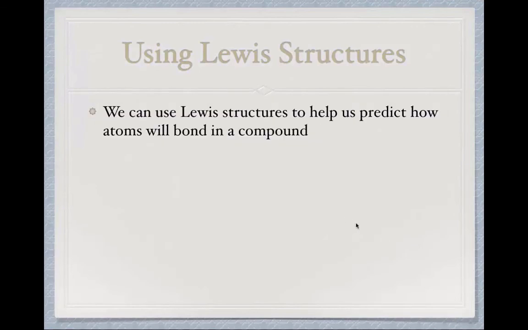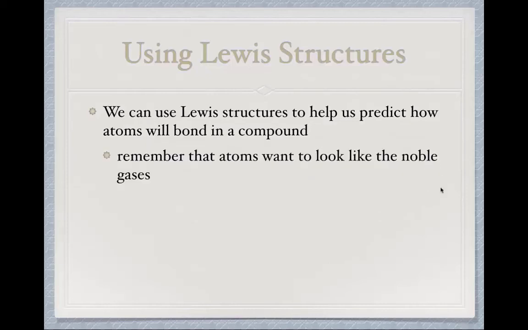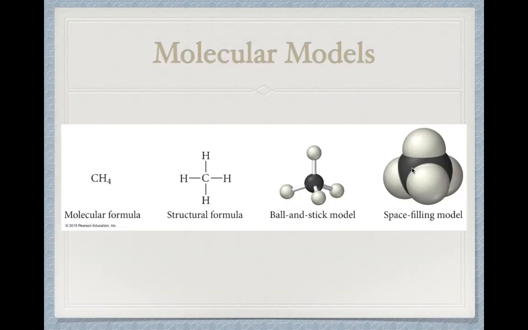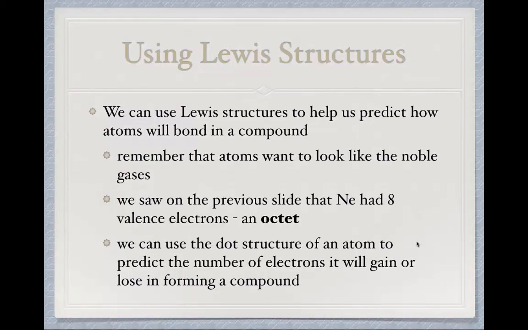Now, in using those dot structures, we can use them to help us predict how atoms will bond in a compound, or at least how many bonds it will form in a compound. And so remember that atoms want to look like the noble gases, and we saw in that previous example that neon has 8 valence electrons, as do all of the noble gases. That's a term we'll use quite a bit, that atoms try to get this octet. So we can use that dot structure of the atom to predict the number of electrons it will gain or lose in forming a compound.